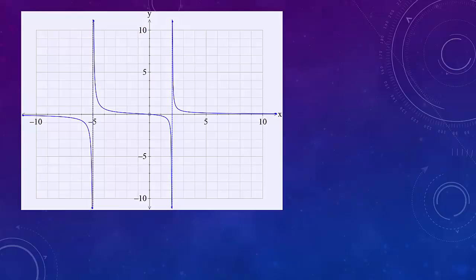Now, just think about the domain for this function. The domain for this function would be the set of values x, x belongs to reals, x is not equal to -5, x is not equal to 2.